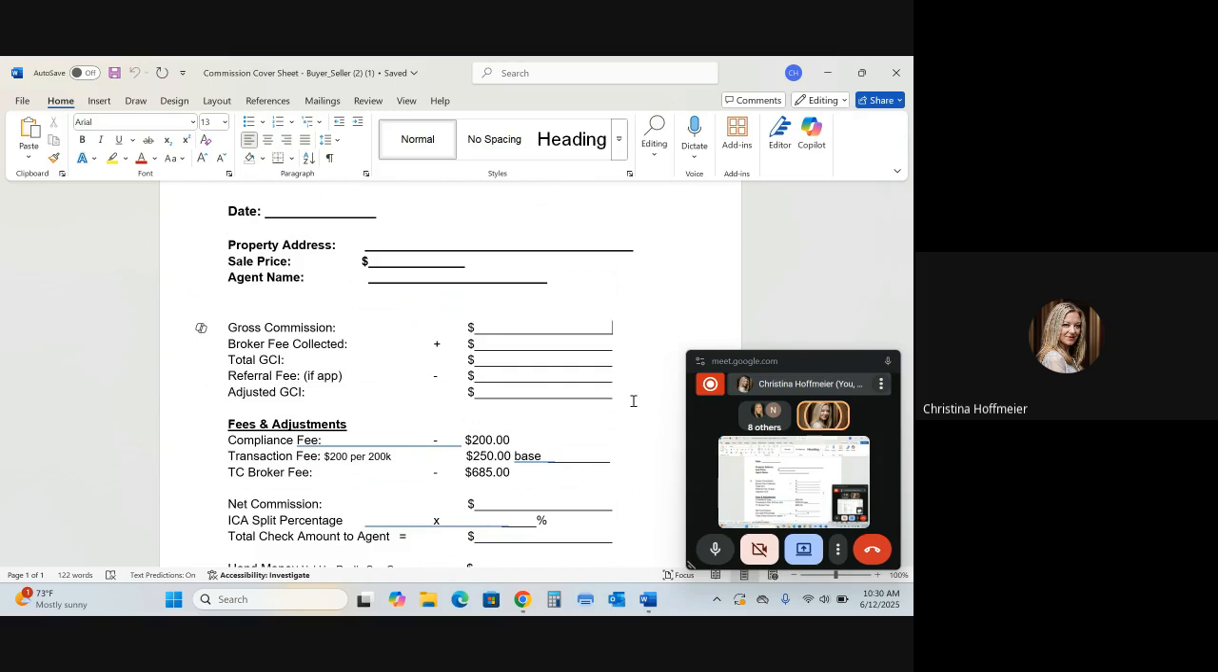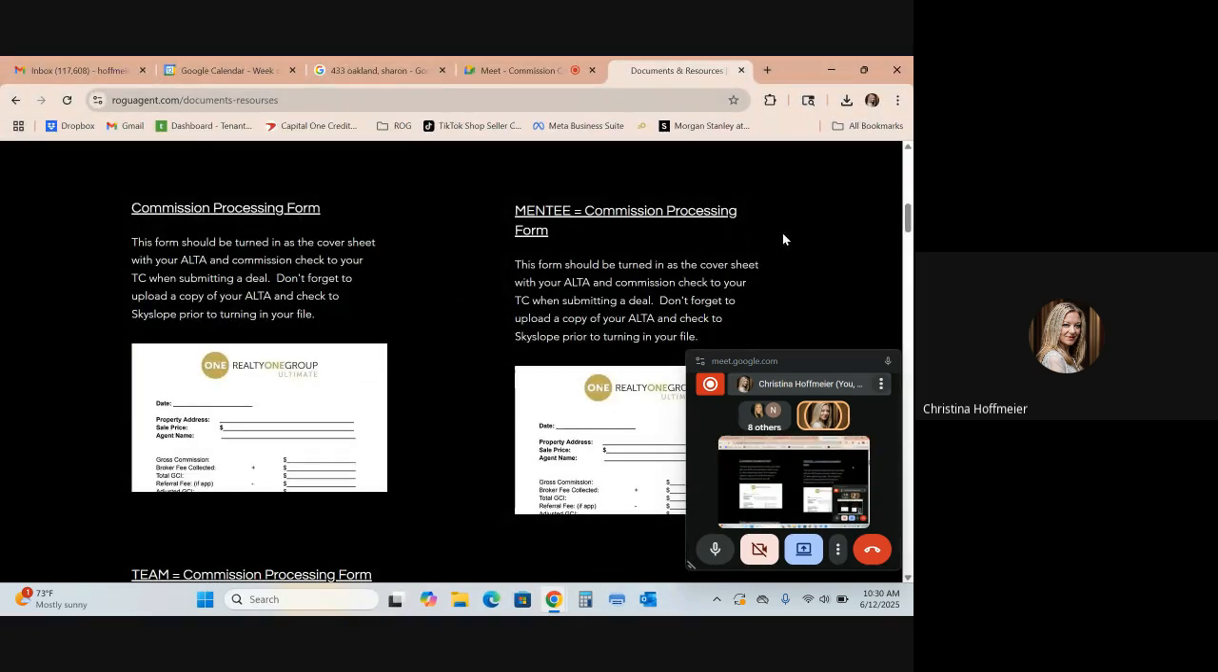Does that make sense? Yep. All right, perfect. All right, let's jump into another commission processing form. And I'm not going to go over the whole thing again. I'm just going to go over the differences in the two. So we're going to go into the mentee.